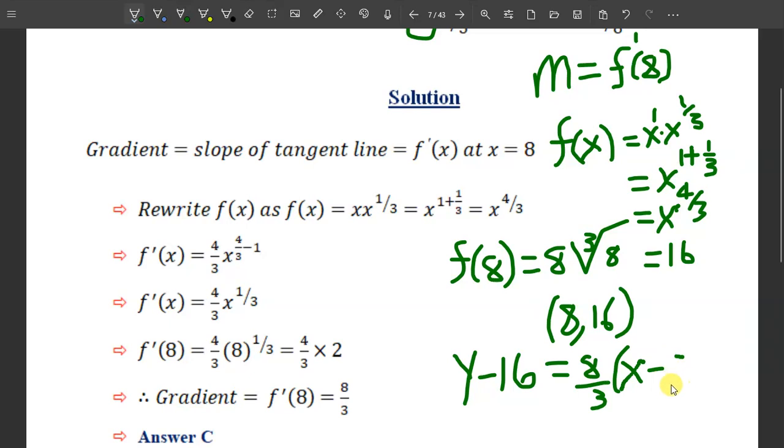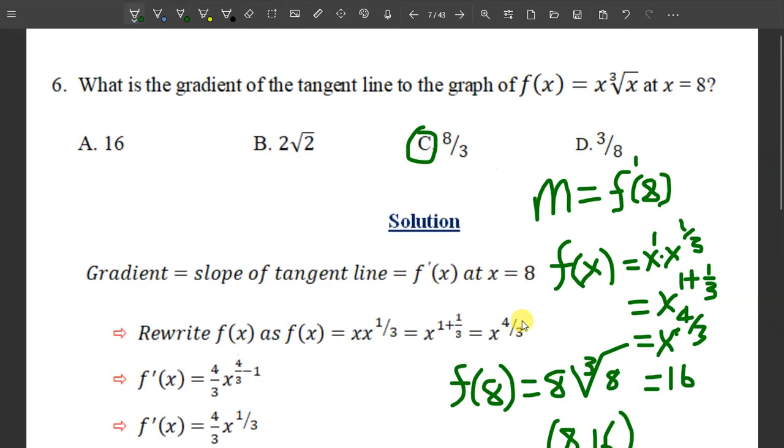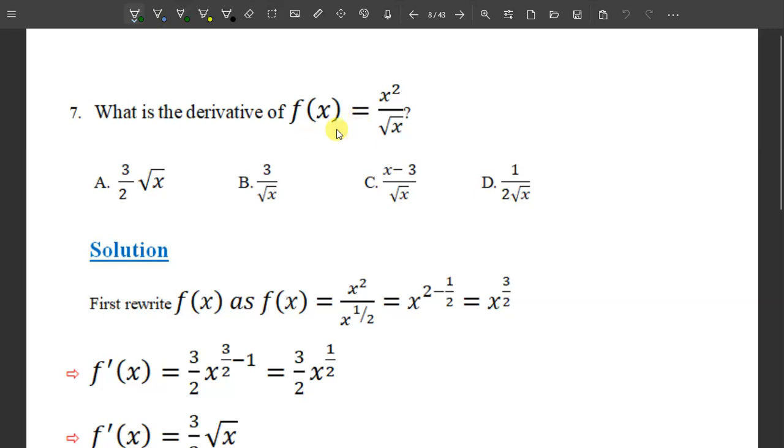By rearranging this equation, you can find the equation of the tangent line at a point of tangency, in case such a question appears on your entrance examination. It will help you. Now let us see the next question.